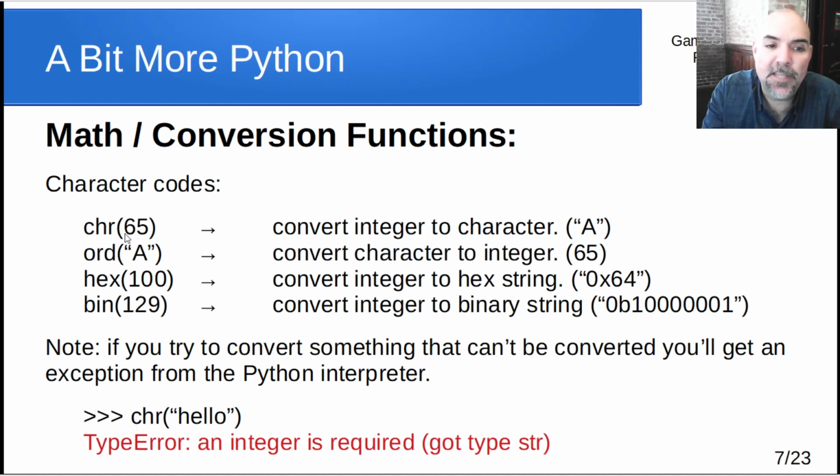In other words, if I say CHR, which is designed to take a number and turn it into a character, if I give that a string, it'll give me an error. In this case, a type error. It says an integer is required and you gave me a string. So the same thing is true on these other ones. If I tried to take the ORD of the number 5, it's not going to work. So Python will throw an exception and print out that error message.